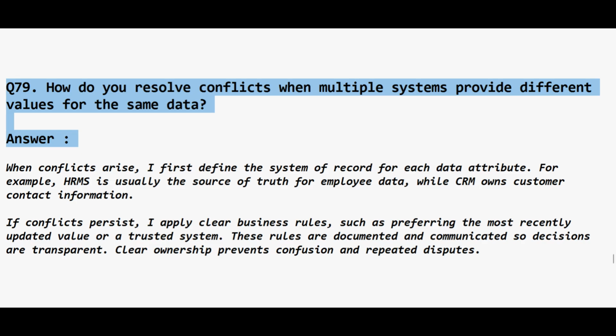Question 79. How do you resolve conflicts when multiple systems provide different values for the same data? Answer. When conflicts arise, I first define the system of record for each data attribute. For example, HRMS is usually the source of truth for employee data, while CRM owns customer contact information. If conflicts persist, I apply clear business rules, such as preferring the most recently updated value or a trusted system. These rules are documented and communicated so decisions are transparent. Clear ownership prevents confusion and repeated disputes.